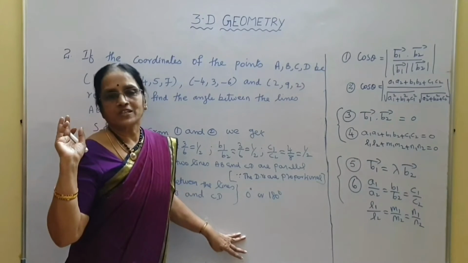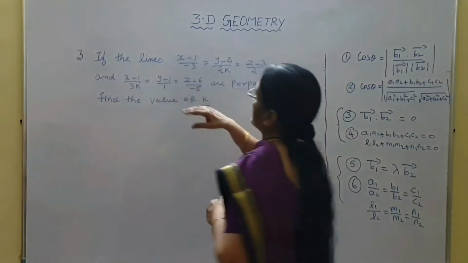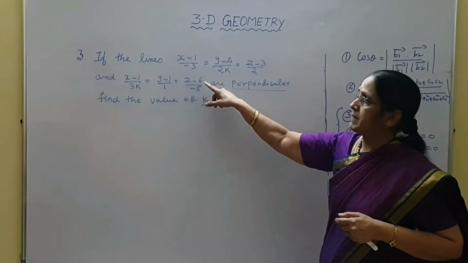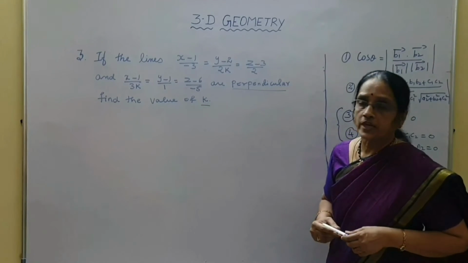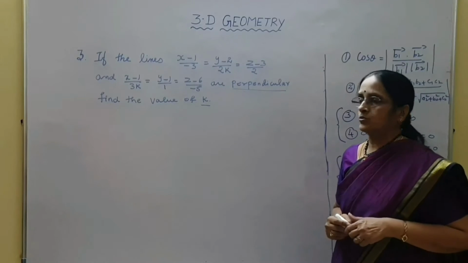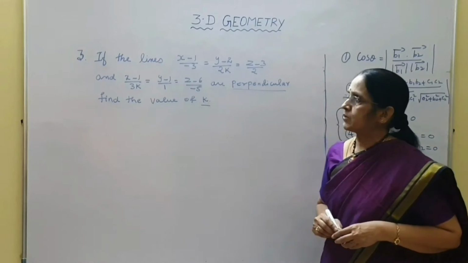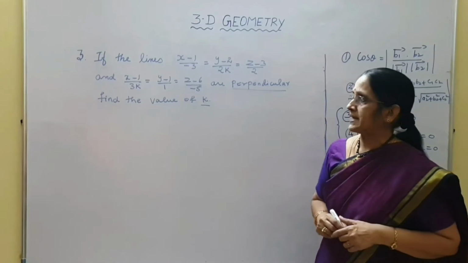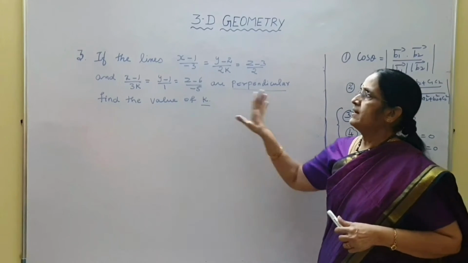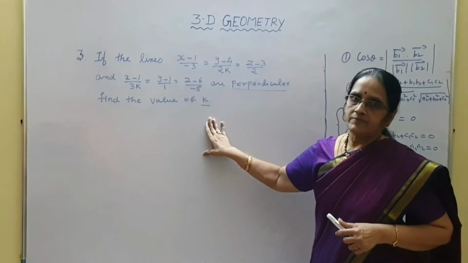Now we'll move on to question number 3. Here if the lines x minus 1 by minus 3 equal to y minus 2 by 2k is equal to z minus 3 by 2 and x minus 1 by 3k is equal to y minus 1 by 1 is equal to z minus 6 by minus 5 are perpendicular, find the value of k.